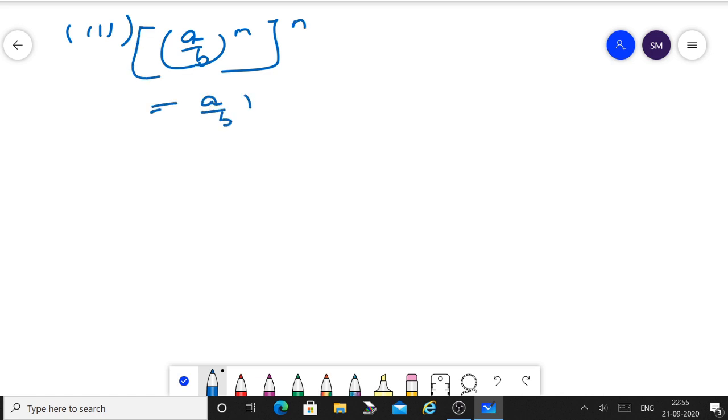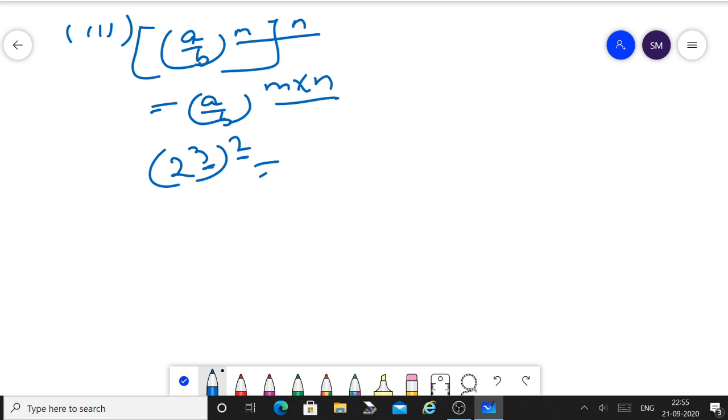Then note down the third law. What does the third law say? Suppose a upon b to the power m, whole to the power n. Then this is a upon b to the power m into n. Here m into n. Suppose an example, 2 to the power 3, whole squared. What is this? These are the exponents m and n. Then according to this rule, this is 3 into 2, 2 to the power 6.